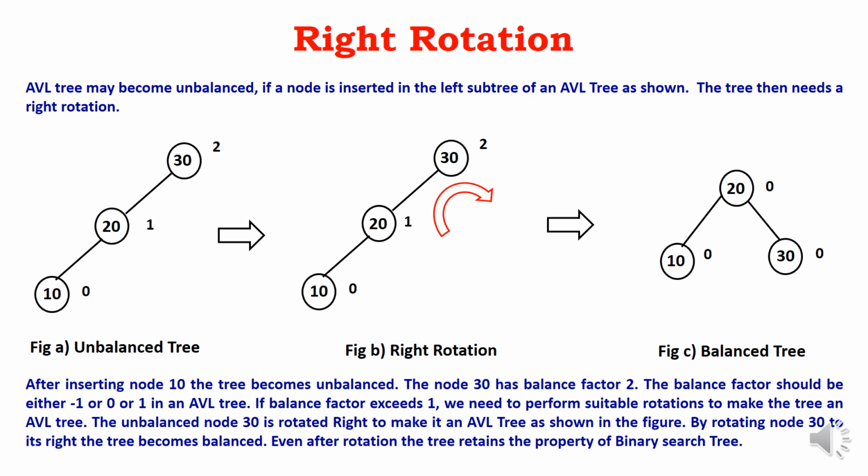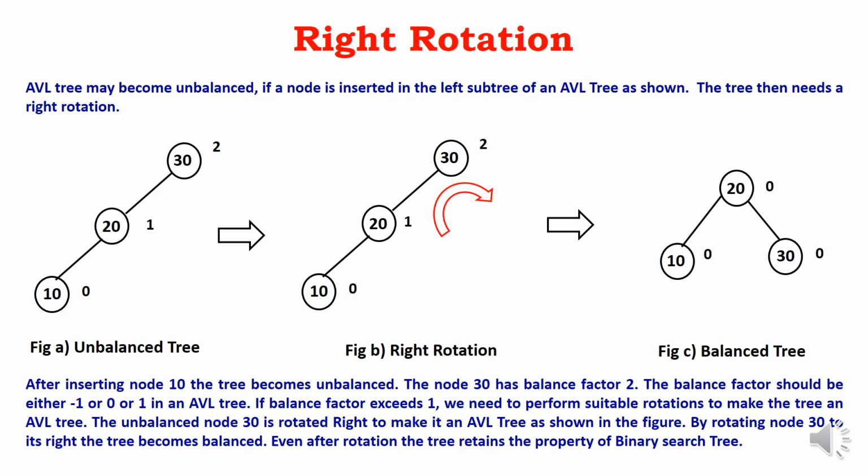The node 30 has balance factor 2. The balance factor should be either -1, 0, or 1 in an AVL tree. If the balance factor exceeds 1, we need to perform suitable rotations to make the tree an AVL tree. The unbalanced node 30 is rotated right to make it an AVL tree as shown in figure B. By rotating node 30 to its right, the tree becomes balanced.